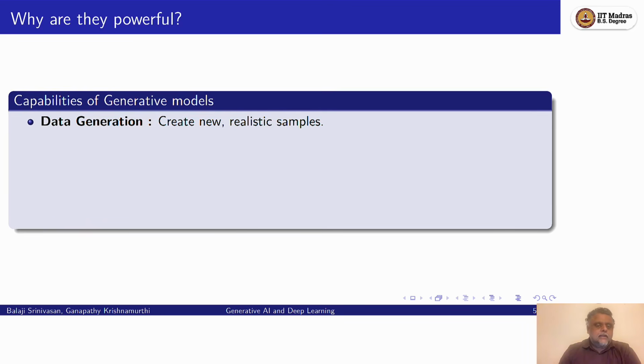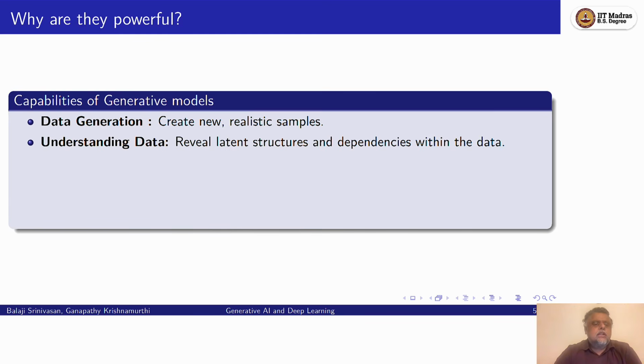Okay, so why are these generative models so powerful? As the name suggests, they are able to generate new data, but that's a very narrow way of looking at it. So what are the capabilities that you would generally attribute to generative models? The first one is, of course, to be able to generate new realistic samples, which are very similar to the ones in your data set, but not exactly the same. It helps you understand the data, that is, you can extract these so-called latent structures and their dependencies within the data. Sometimes they are interpretable.